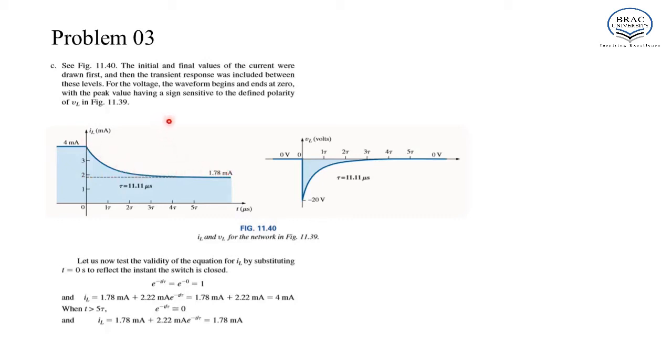For the voltage, the waveform begins and ends at 0, with the peak value having a sign sensitivity to the defined polarity of VL. Hence, initially it will be 0 volts, then minus 20 volts the moment the switch is closed, and after that it will decay and become 0 again.